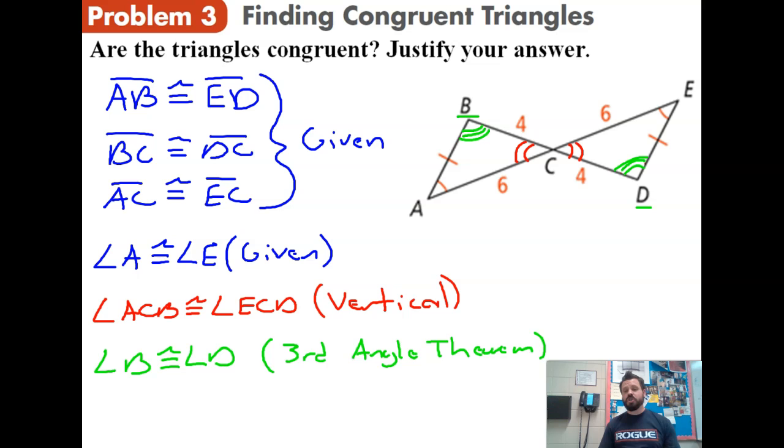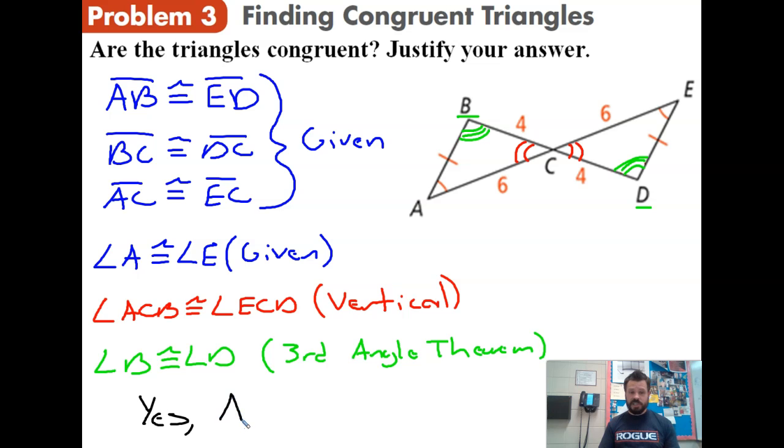All right, so what we just justified is that between these two triangles, all three corresponding sides are congruent, and all three corresponding angles are congruent. Therefore, to answer the question, are the triangles congruent, we can say yes. And it doesn't ask for a congruent statement.